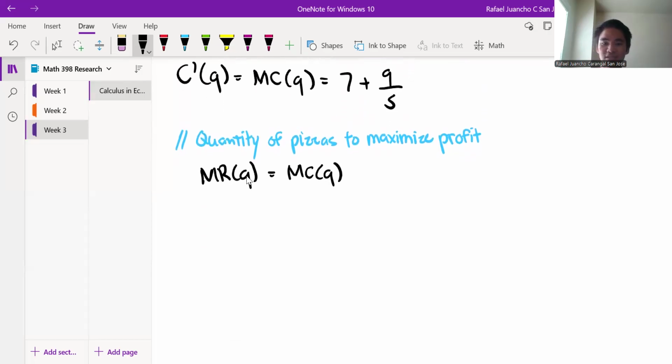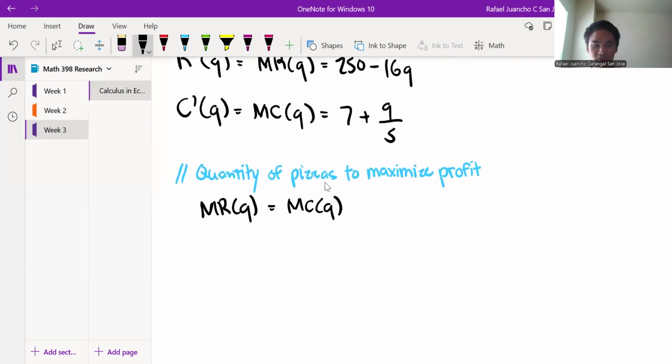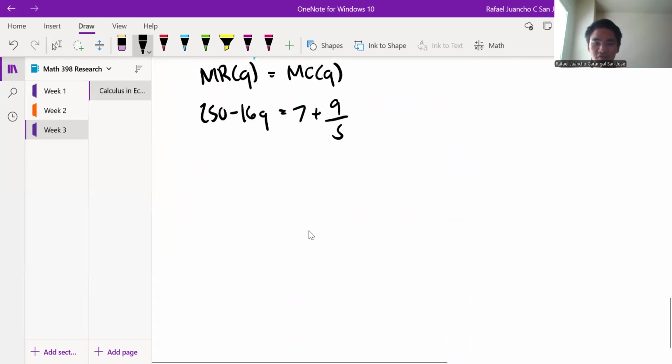And at what quantity is that? Well, we just plug in what we know here. So this is our marginal revenue function. This is our marginal cost function. And then here we solve for Q. And if we solve for Q, we actually get Q is 15. And so we have to make 15 pizzas to maximize our profit. 15 pizzas in one night.